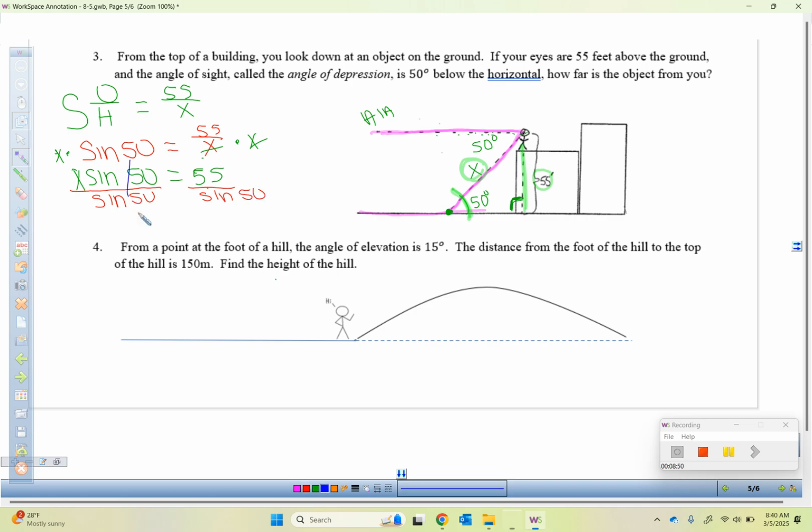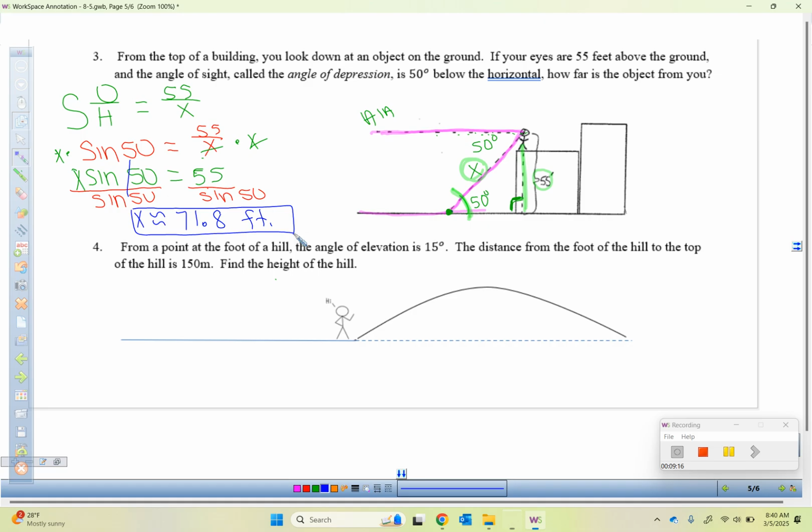That is what allows these to cancel, and I'm left with x is approximately, this is what you put in your calculator, 55 divided by sine 50. And what do we get? Good, 71.8. And what's my unit of measurement? Feet. So you are around 71.8 feet from the object. Okay?